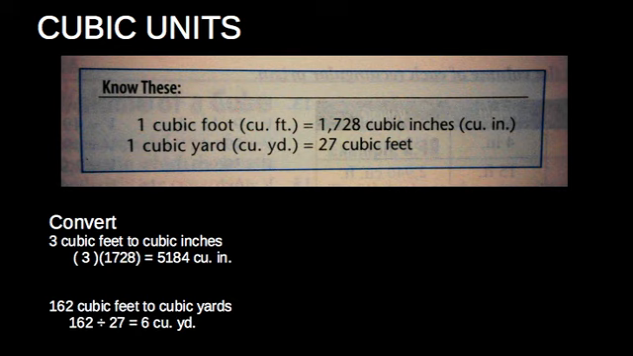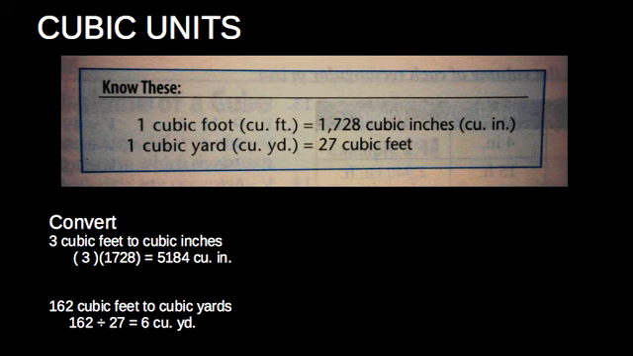And then we got this other example where it says 162 cubic feet. You want to change it to cubic yards. Now the feet are smaller than the yards. So also the cubic feet are going to be smaller than the cubic yards, which means that you want to know how many times the cubic feet fit inside the cubic yards. That's why you got to make the division. So it's going to be 162, because we got 27 cubic feet inside 1 cubic yard. You got to divide that by 27, and then you get 6 cubic yards.